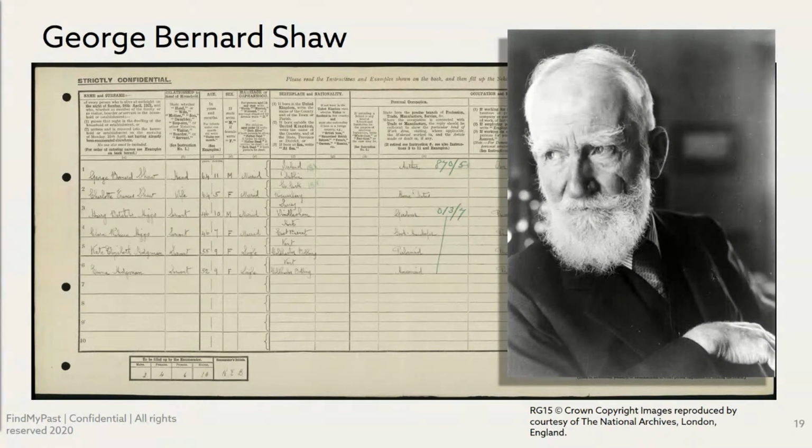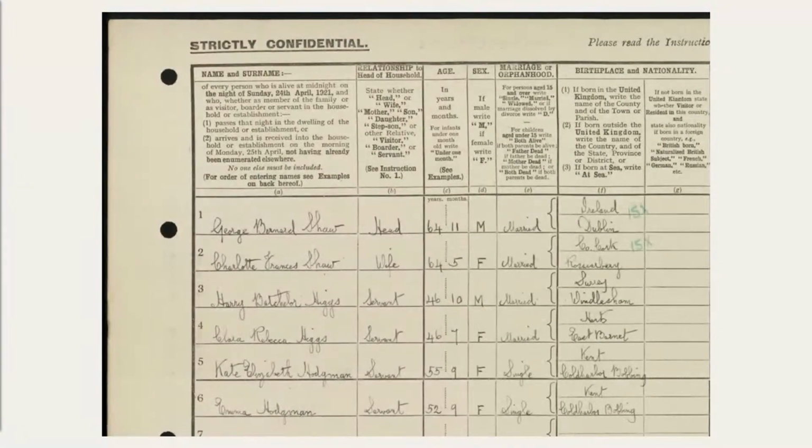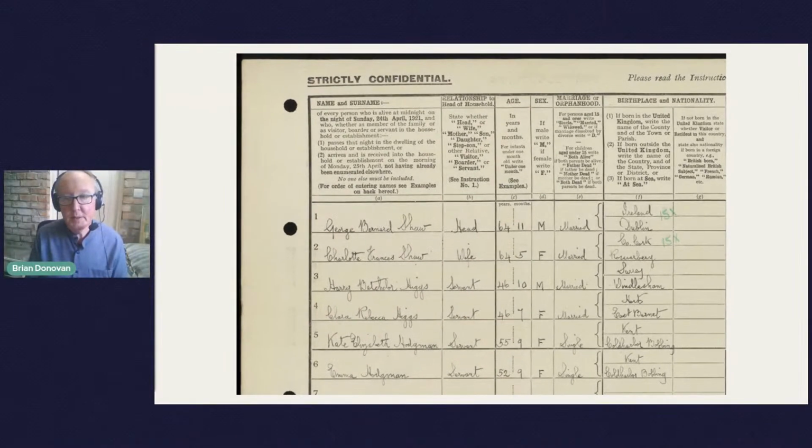He was also Irish, and he was born in Dublin, as was Charlotte Francis, his wife. She was born in Cork. Let's have a look at their return in more detail to see what we can learn. Now, this is the familiar left-hand side of a census return, the names, the relationship to the head of household, the ages. Of course, this is different in 1921 because we get years and months, which is brilliant. You also get their sex, their marital status, and their place of birth.